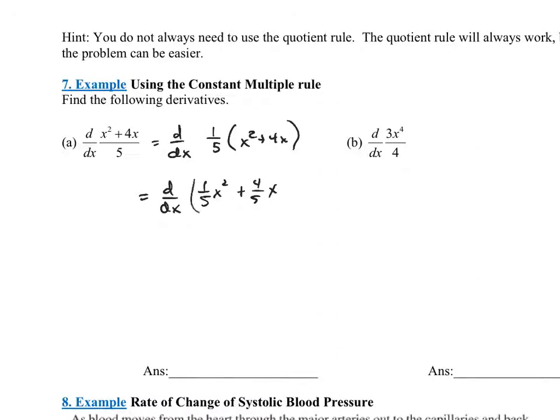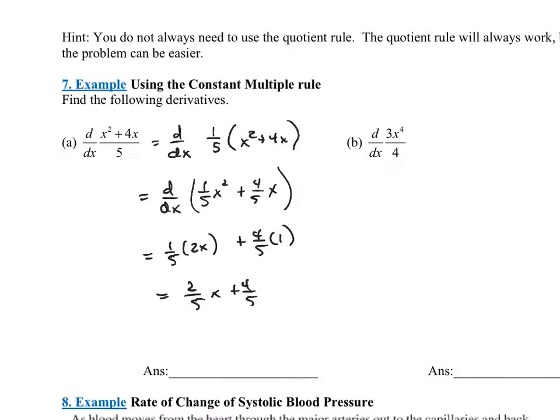And so we don't need to look at this as a fraction, even though, yes, it is a fraction and you can write it like a fraction. It is just a constant multiple. So finding the derivative of this isn't too difficult. The derivative of 1/5 x squared, well, that would be 1/5 times the derivative of x squared, which is 2x. Plus we'd have 4/5 times the derivative of x. Well, the derivative of x is just 1. So what do we really have? We would have 2/5 x plus 4/5.